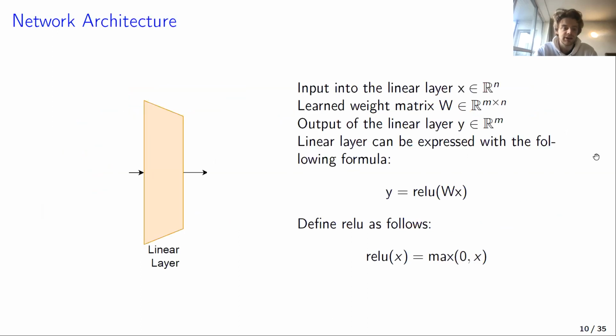Then about the network architecture, we are using a linear layer-based neural network, which is also called an MLP, multi-layer perceptron. And what does a linear layer look like? As an input, we get a vector X, and the linear layer consists of a learned weight matrix W, and the output of this layer is again a vector Y. So we can write a linear layer as we can see here: Y is just the matrix product of W times X.